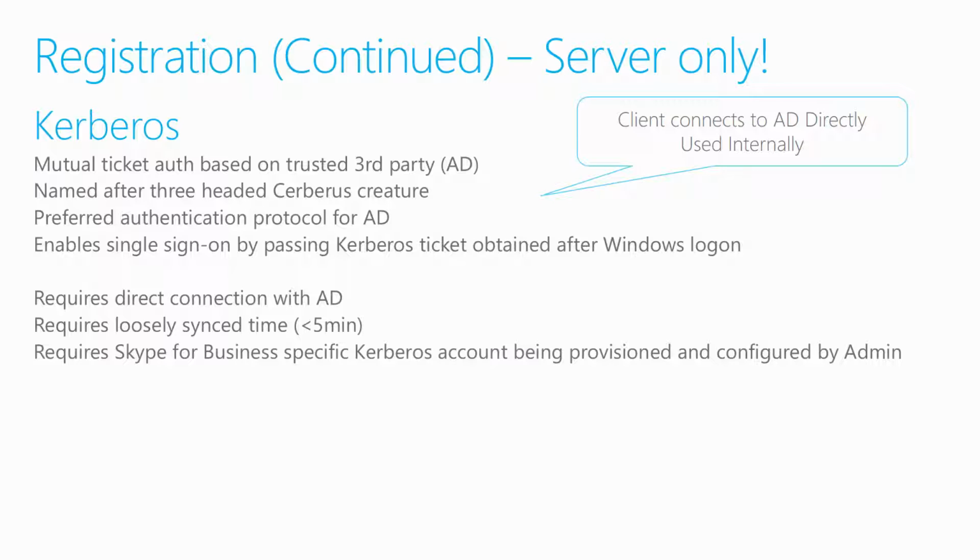However, it requires the direct connection with Active Directory. Also, it requires a loosely synced time. So if the time on your PC is more than 5 minutes different from the time on the server, then you won't be able to sign in. The server will assume that your ticket is not valid anymore. And you need to provision a Kerberos account in Skype for Business. So per default, this is not enabled. You, as an administrator, when you set up the servers, need to go in and enable Kerberos and set up this specific account.